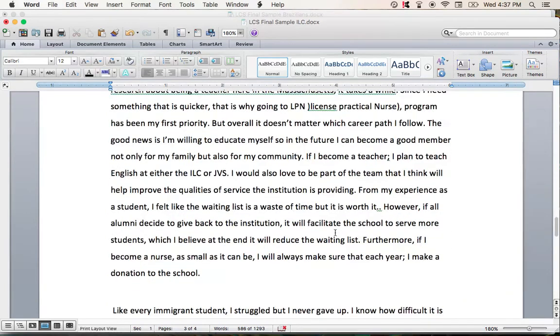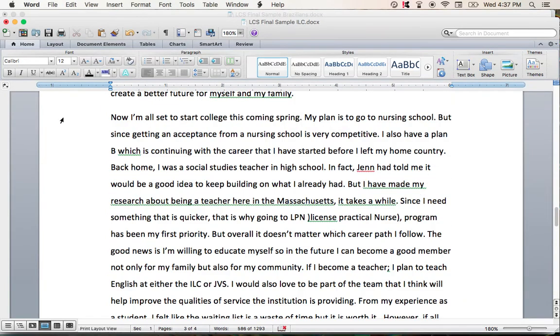And then let's look at this paragraph. Now I'm all set to start college this coming spring. My plan is to go to nursing school, but since getting an acceptance from a nursing school is very competitive, I also have a plan B, which is continuing with the career that I had before I left my home country. Back home, I was a social studies teacher in high school.